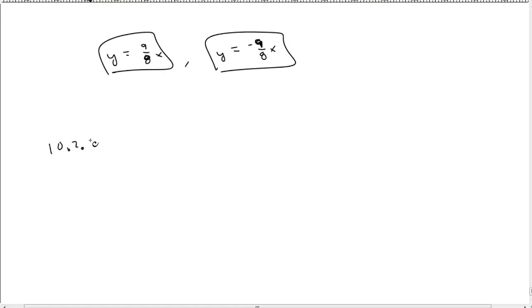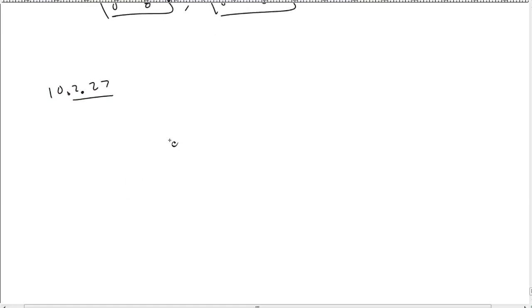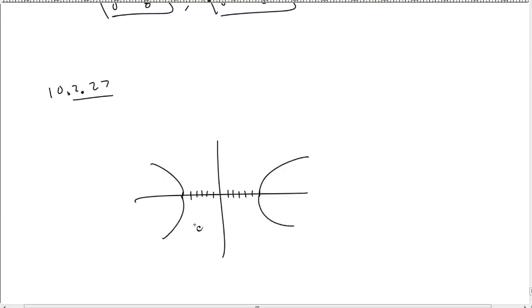Another one, 10 to 27. So this graph here, we're going to take a graph and then find the equations. I'm going to try to count this again. 1, 2, 3, 4, 5, 6. And then they have this business going on here.